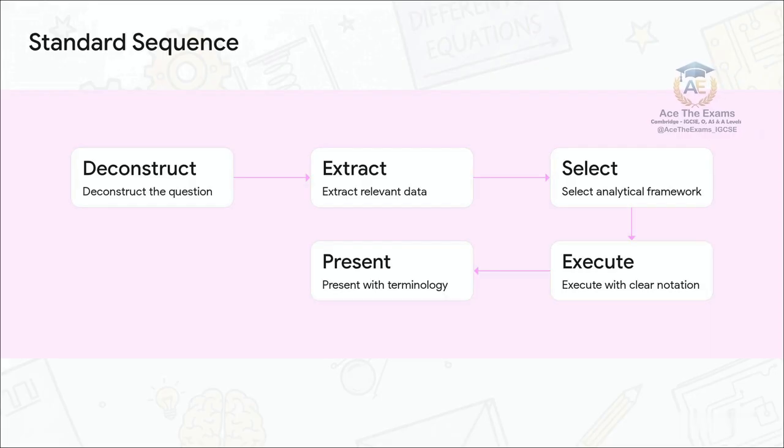First, deconstruct the question. What are the actual command parameters? Second, extract relevant data. Pull out those exact initial conditions. Third, select your analytical framework, like separation of variables. Fourth, execute with clear notation. Show every single step of your integration on both sides so ground control can track you. And fifth, present your final answer with professional mathematical terminology.